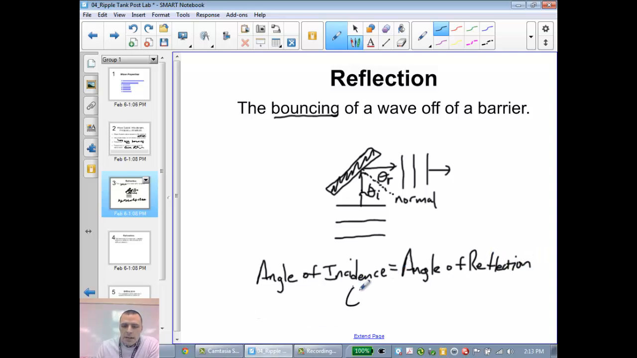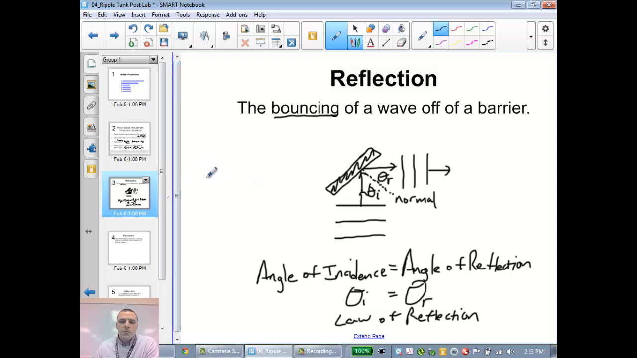So theta I equals theta R. And this is also known as the law of reflection. The law of reflection is the angle of incidence equals the angle of reflection. So if one wave comes in at 20 degrees, it leaves at 20 degrees. If one wave comes in at 60, it leaves at 60.